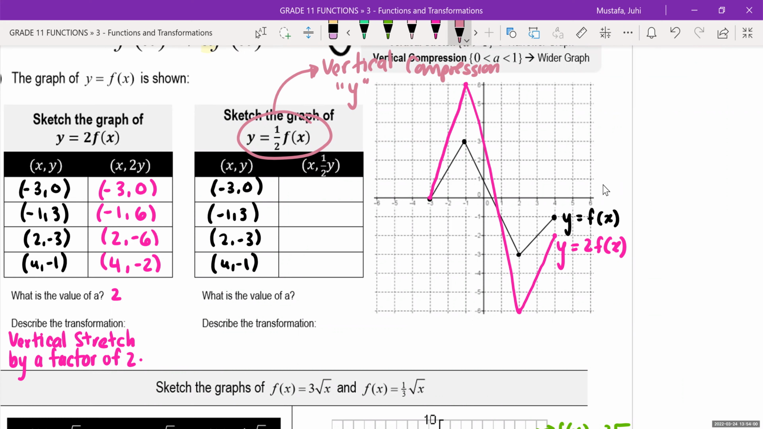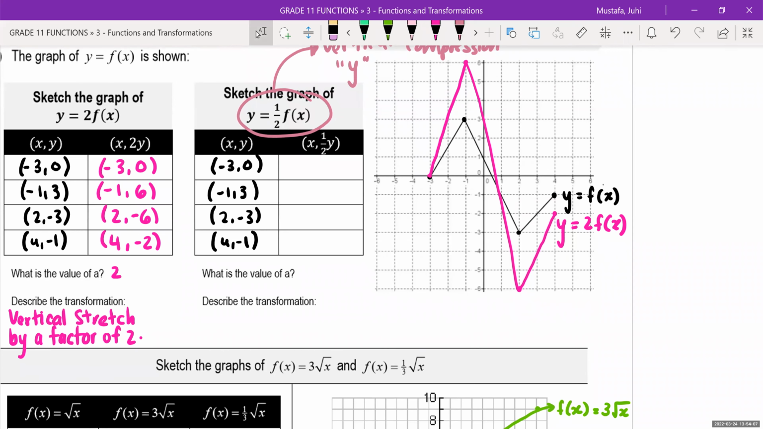That means visually what's going to happen is our graph is going to be compressed. So we should expect it to be squished in this direction. And when we're doing our table of values, we are going to take all of our y values and multiply them by a half. So your x values will all stay the same. 0 times a half is 0. 3 times a half is 3 over 2, which is the same as 1 and a half. Negative 3 times a half is negative 1 and a half. Negative 1 times a half is negative a half.